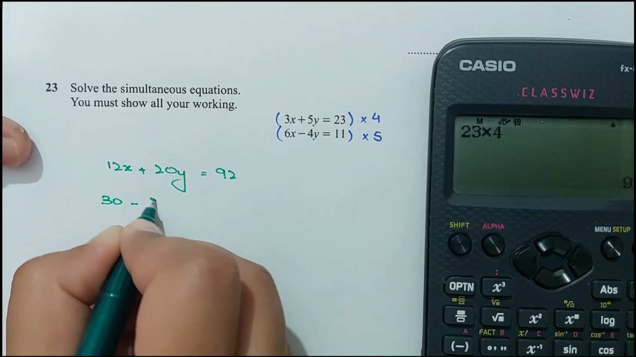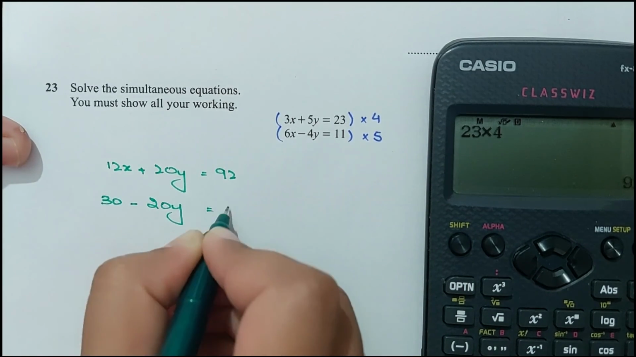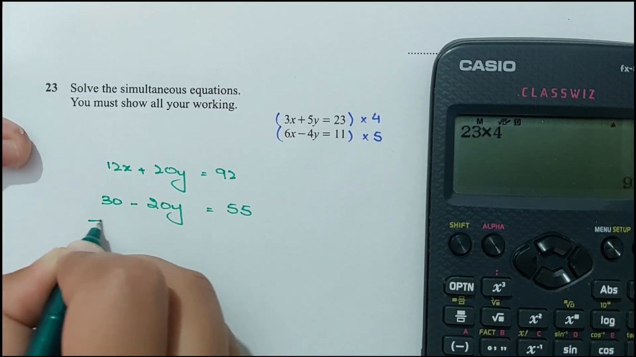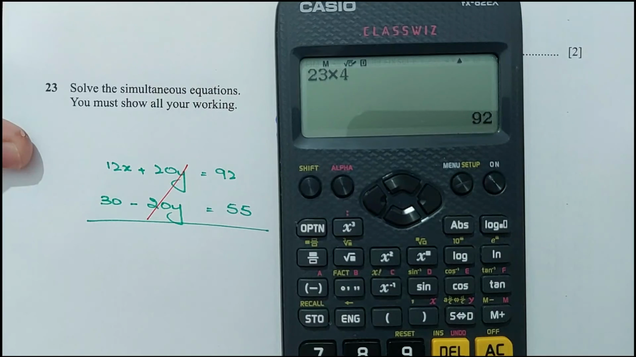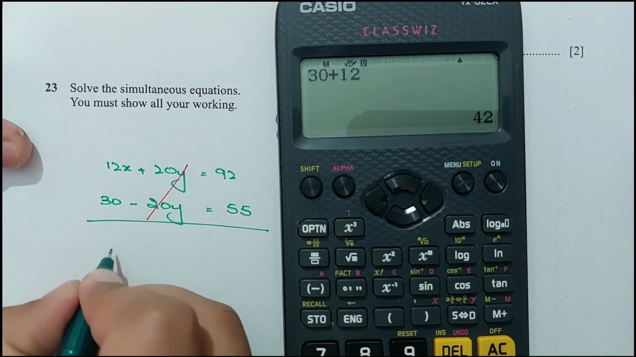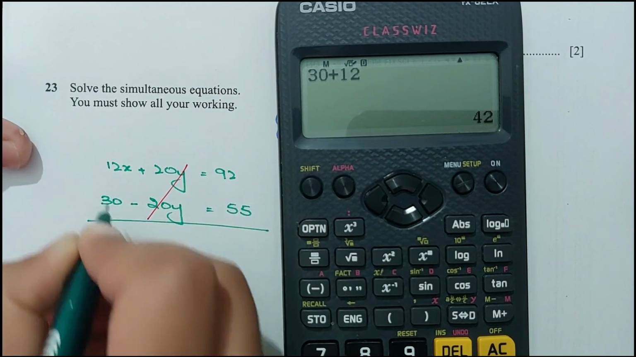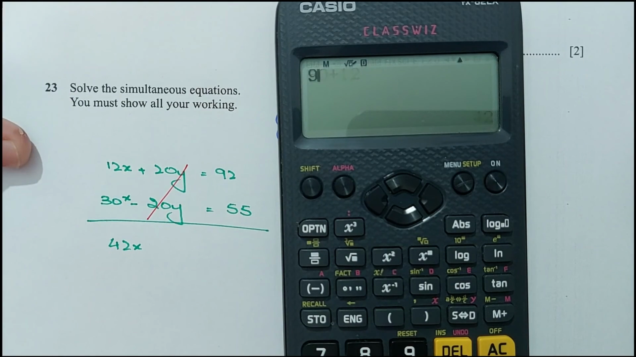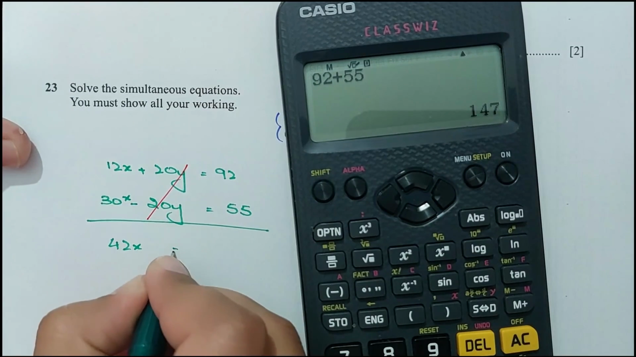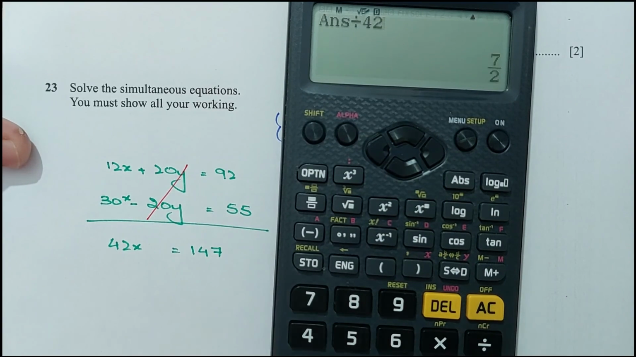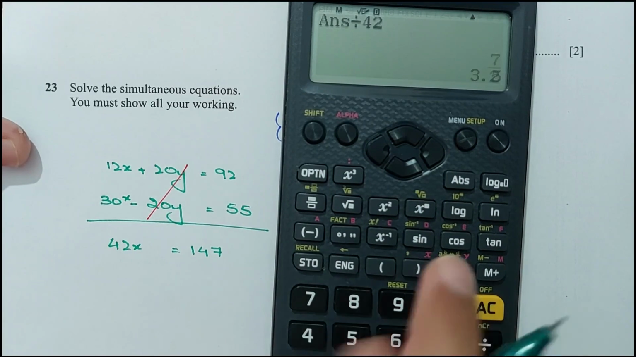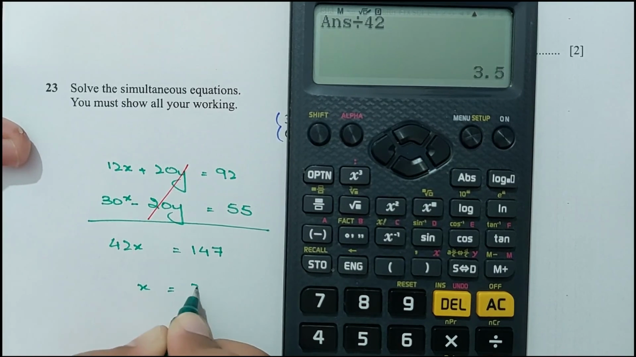And 5 times 6 is 30x. 4 times 5 is 20y. And 5 times 11 is 55. Let me add up both equations. We can easily cancel the y, 20y with positive and negative sign. And we are left with 30 plus 12 is 42x. And 92 and 55 is 147. 147 divided by 42 is 7 by 2. Or we can say x is equal to 3.5.